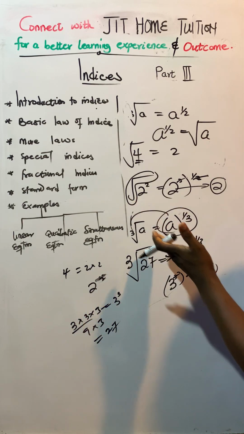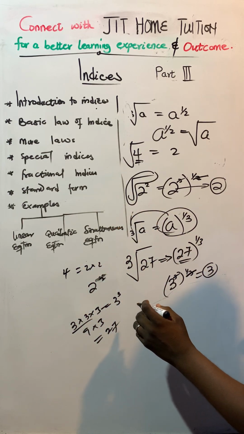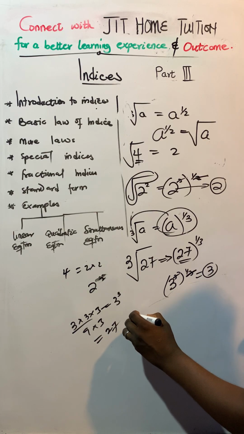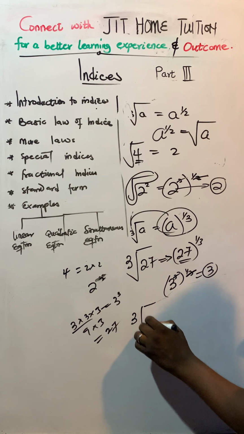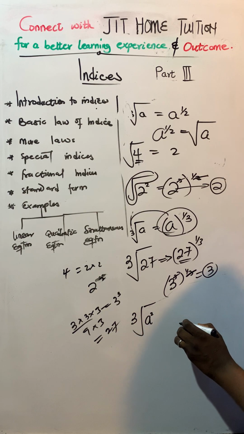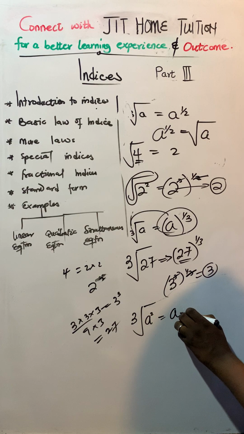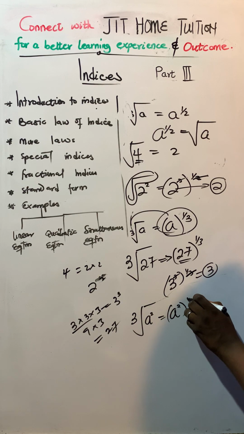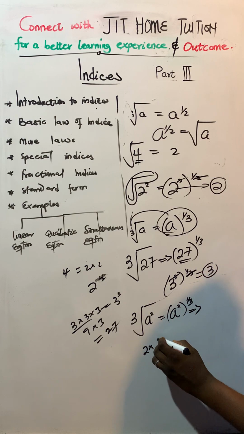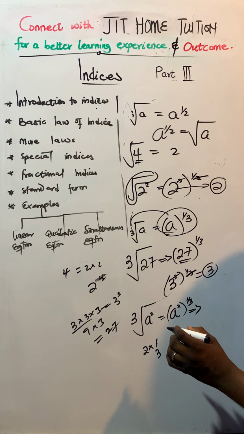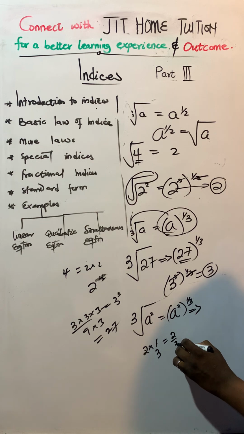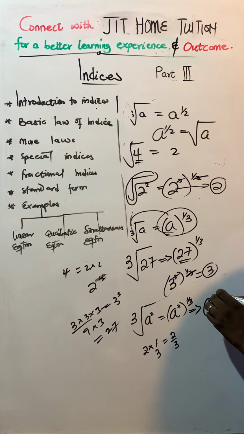Now, sometimes it may not be as we are talking about. For instance, let's say that you have the cube root of a exponent 2. What it means is that you have a exponent 2, all exponent 1 over 3. You can rewrite this one, that is the 2 times 1 over 3. They will multiply, giving you 2 over 3. So that will become a exponent 2 over 3.